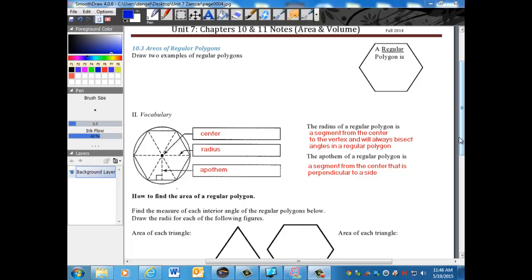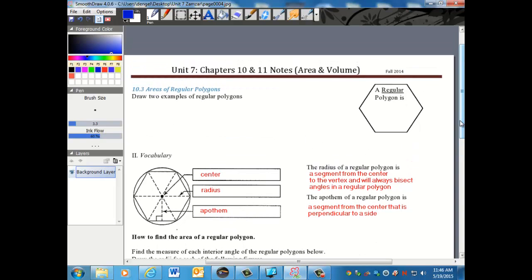Welcome back to geometry. We are at section 10.3, areas of regular polygons. We're going to start off, and they want us to draw two examples of regular polygons. So we're actually going to draw more than just two, but the first one that we're probably most familiar with would be our equilateral triangle. And so we would say that all sides are congruent, all angles are congruent. That would give us a 60-degree angle, 60 degrees, and 60 degrees.